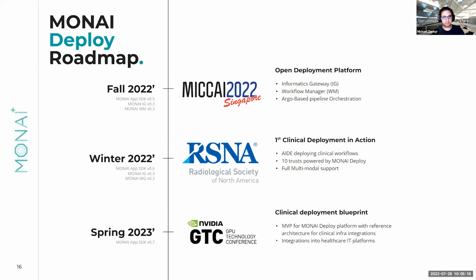And then for MONAI Deploy, generally more work around Informatics Gateway and Workflow Manager and an Argo-based pipeline orchestration example around MICCAI timeframe. So that's really fleshing out more of the story that was talked about for the AIDE platform and what that really looks like. And then there's going to be deployments. Like Thomas talked about, deployments are going to be at 10 different trusts and really trying to showcase what that workflow looks like. And then last, going into next year, some more MVPs around what that reference architecture really looks like.